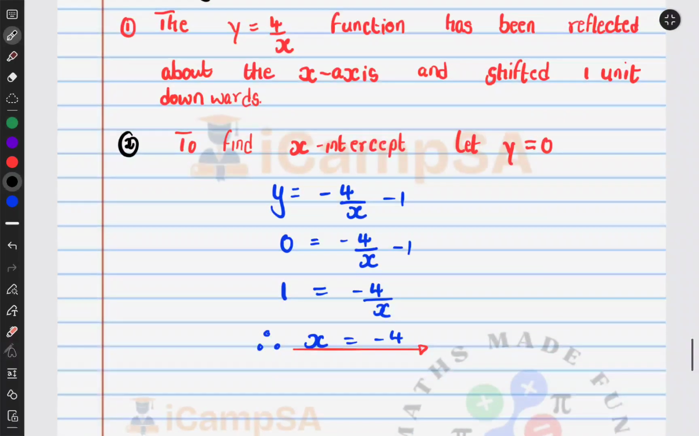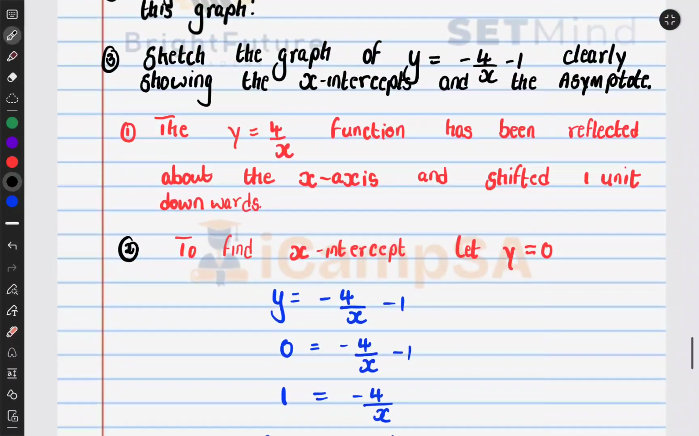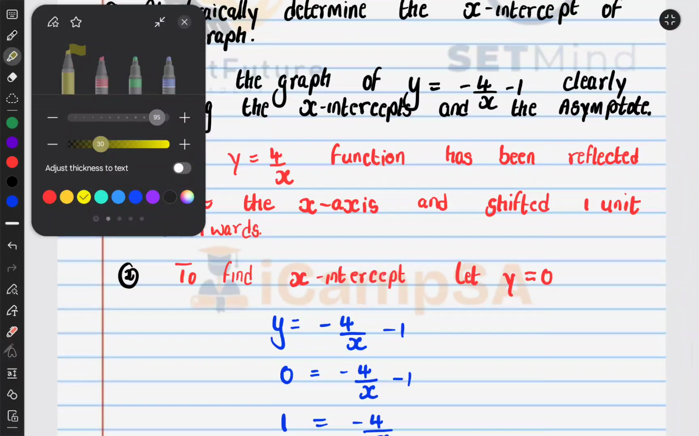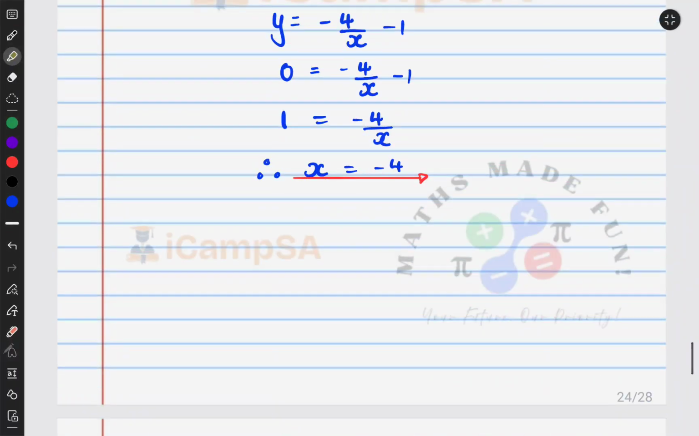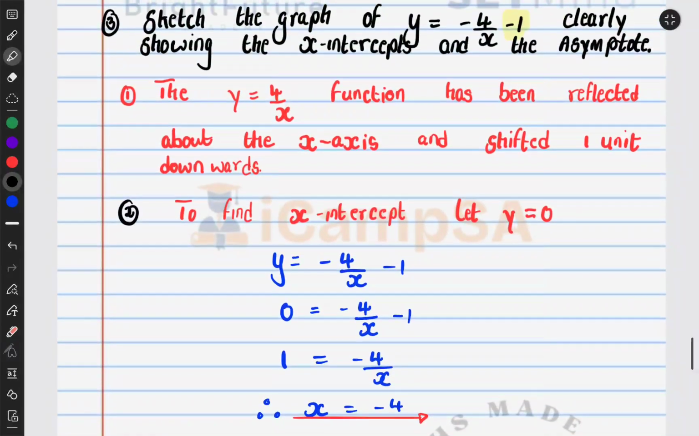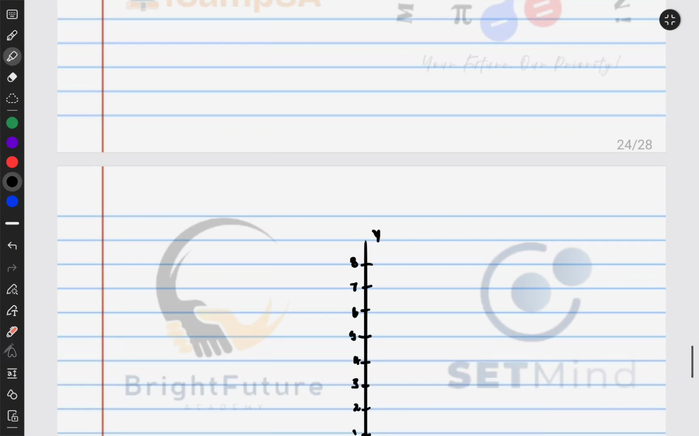We have already calculated the x-intercept, which is where y is equal to 0, and the asymptote. I said we can just read it from the equation here, which is negative 1. We take it with the sign. So the asymptote is y is equal to negative 1. That is the horizontal asymptote.